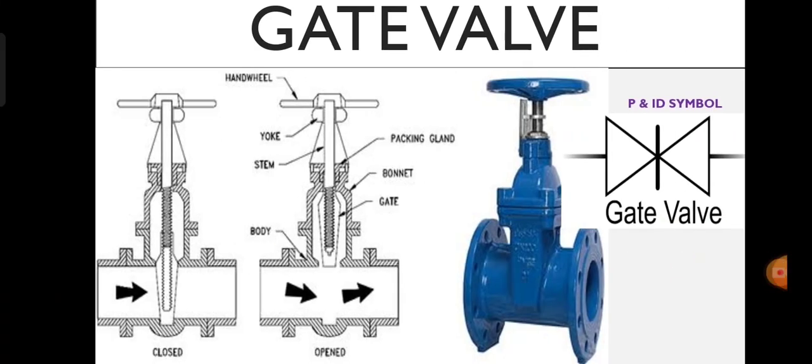So here you can see the P&ID symbol of the gate valve and the valve design. Inside there is one gate which opens or closes when we rotate the handle of the valve.